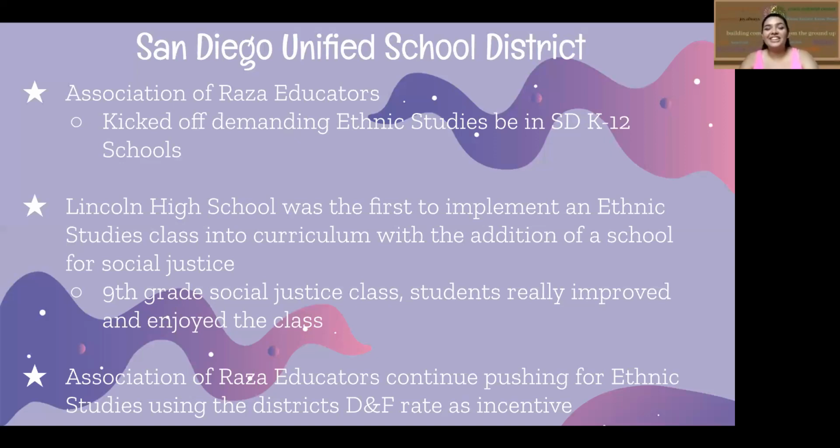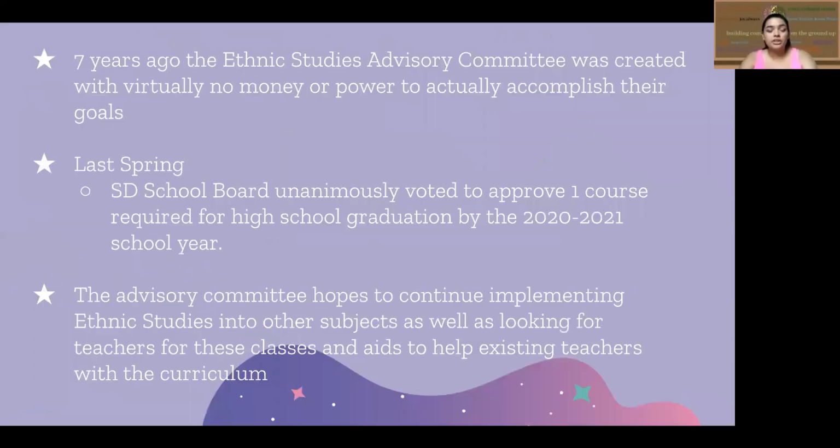It's a calculation of the rate of students who are getting D's and F's in their school. So it's not a good statistic. San Diego Unified School District wants to get it lower. They don't want their students failing for different reasons, but the Association of Raza Educators use this as an incentive to get them to implement ethnic studies, showing them all of the studies that I showed y'all and other ones about the improvement that students show when they are able to take an ethnic studies course.